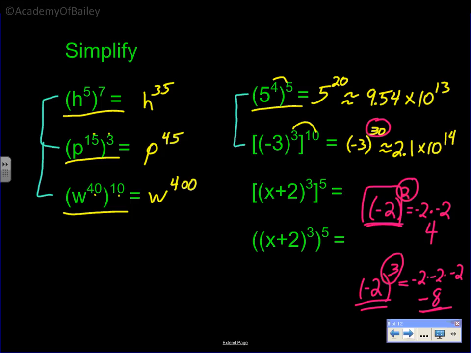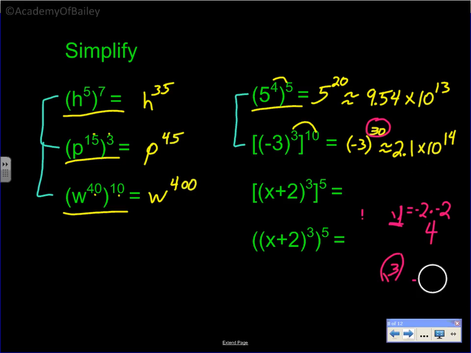So that's just kind of a side note you should pay attention to when you're using your calculator to do negative 3 raised to the 30th power. You should have put that negative 3 in parentheses. That way you would have gotten the positive answer.